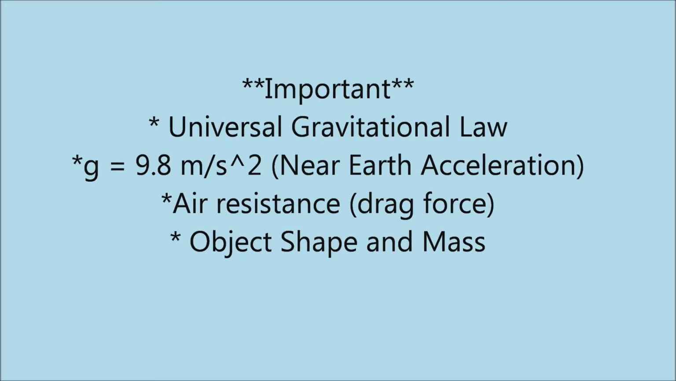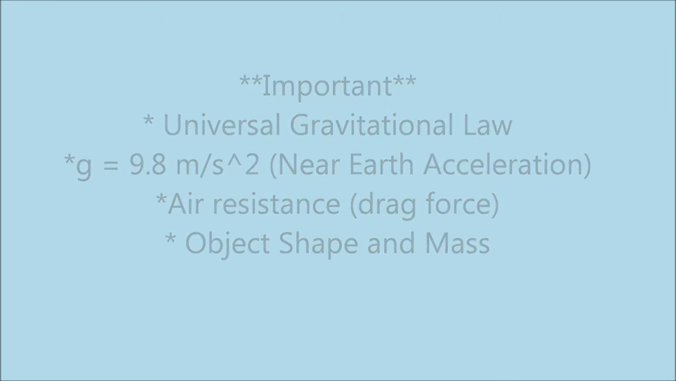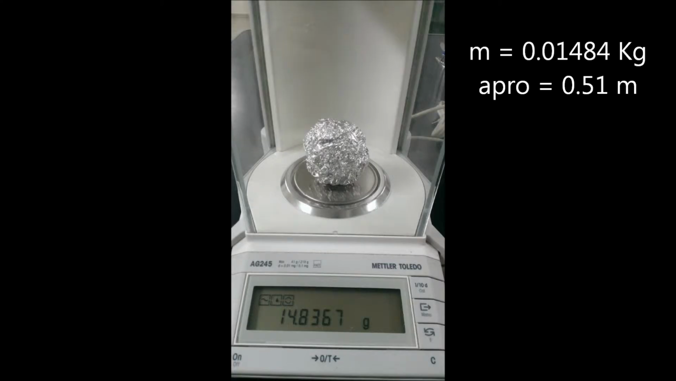Also, drag force and the object's shape and mass are clues to understand this kind of motion. I created a ball with heavy paper wrapped in aluminum foil. This ball has a mass of 12.84 grams and a circumference of approximately 51 centimeters. I raise the ball about 2 meters high.